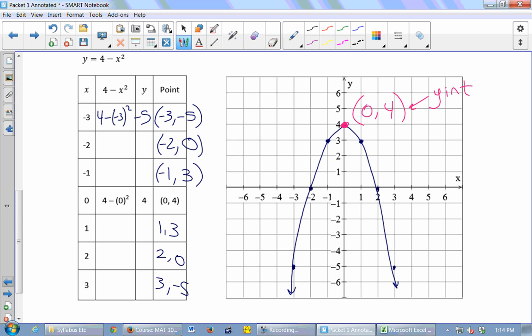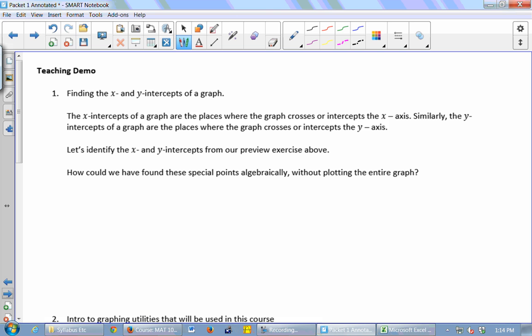And then what my x-intercepts, where are they? -2 and 2. So the coordinates of them, if I was going to give the whole coordinate, would be -2, 0, and 2, 0. Those are x-intercepts. So we can identify them from a graph. They are just the places where the graph crosses either axis. That's what an intercept is. But how could I have found them algebraically without plotting the entire graph and looking for the place where it crosses?